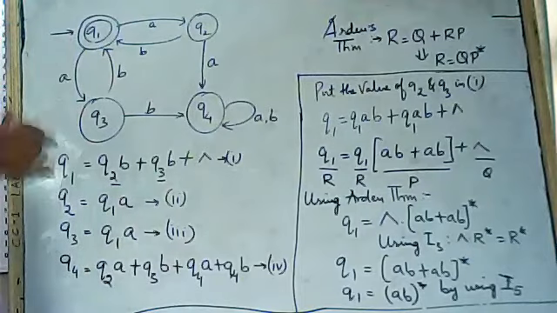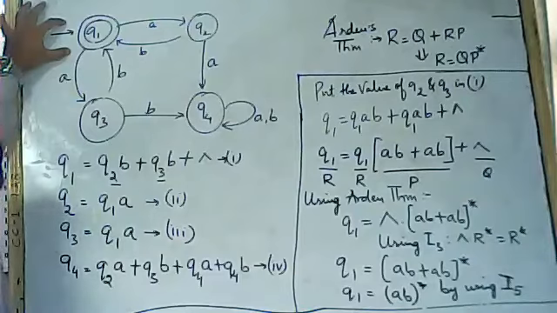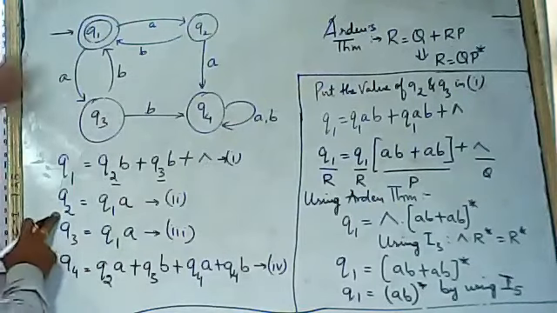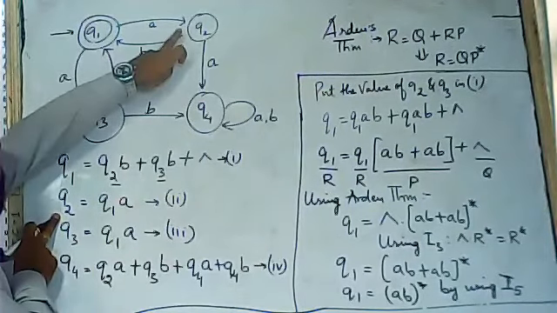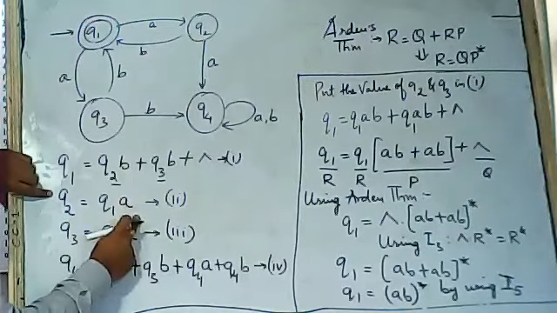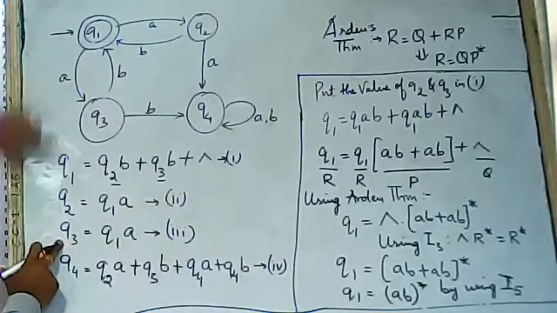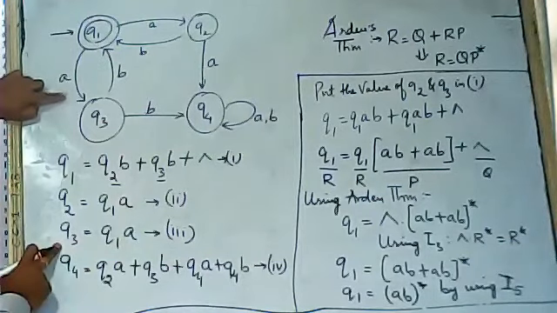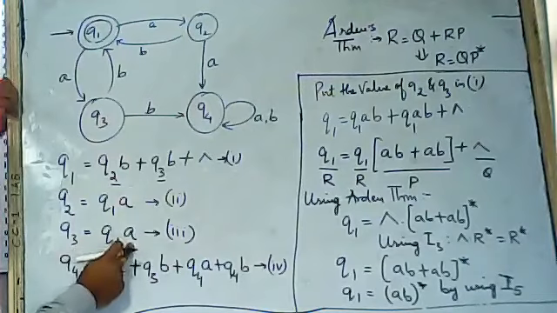So here you can see that Q1 is acting as an initial state. So that is the reason I have included this null. So next equation for Q2. So this is your Q2 and only one incoming is approaching from Q1. So you can write Q1A. Mark this equation number 2. Then we have Q3, and at Q3 only a single edge is coming, that is from Q1A. So you can write Q1A.